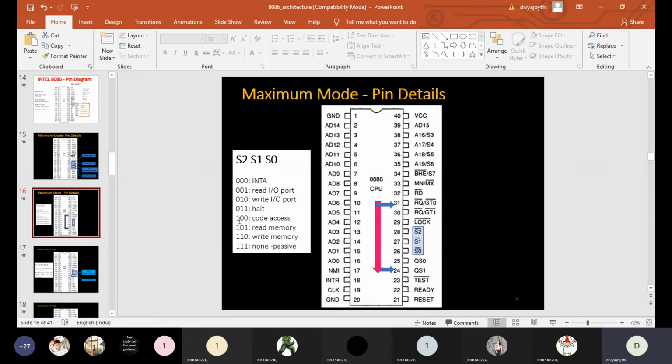And next, if the combination is 1 0 0, then that indicates that it is accessing the port segment. And next, for 101, that indicates that the processor is reading the data from memory. You try to observe the difference between 001 and 101. If 001 is the input, that indicates that the processor is reading data from IO ports. If the combination is 101, then that indicates that the processor is reading data from memory.